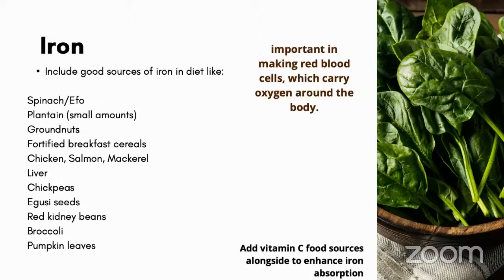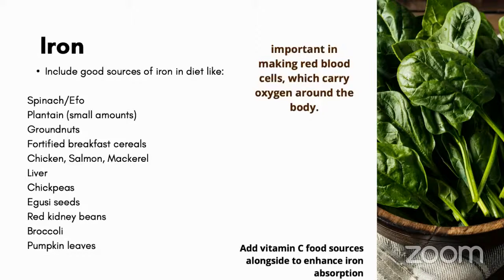Some examples are things like spinach and efo, which is also a really good source of folic acid. Plantain contains small amounts of iron. So again, if you do eat things like plantain, it's worth adding that in your diet. Groundnuts, fortified breakfast cereals, chicken, salmon, mackerel, your oily fish contains iron. Liver is a really, really good source of iron.